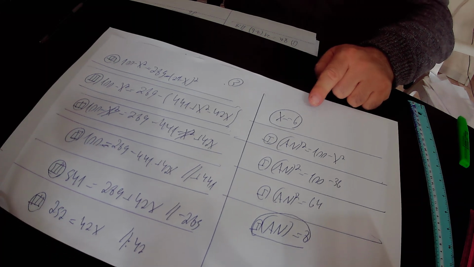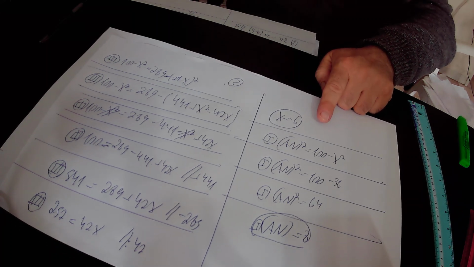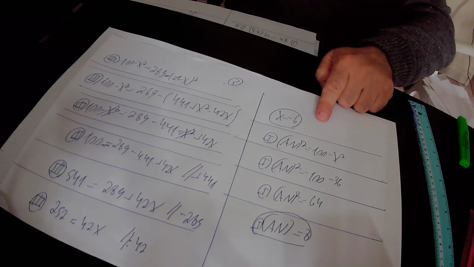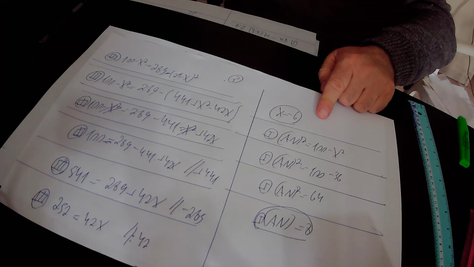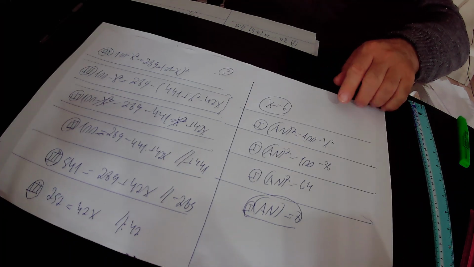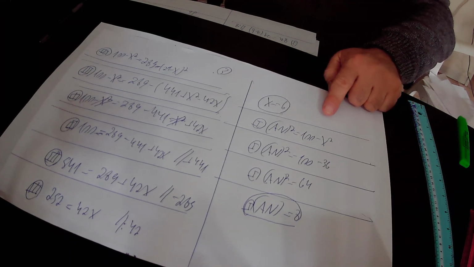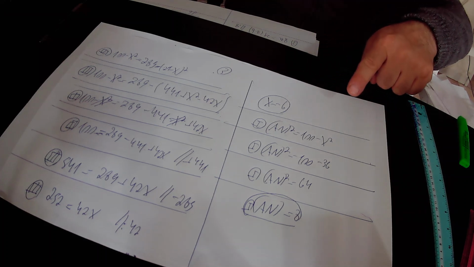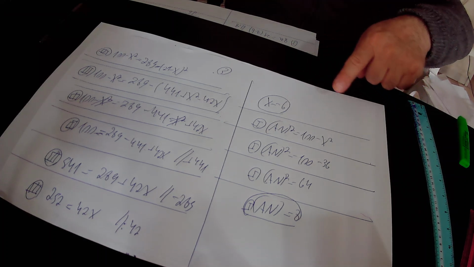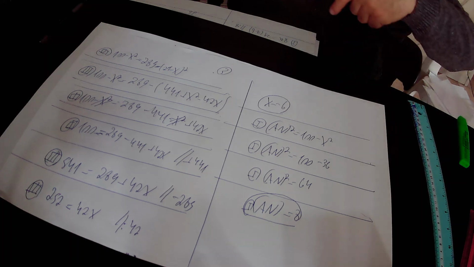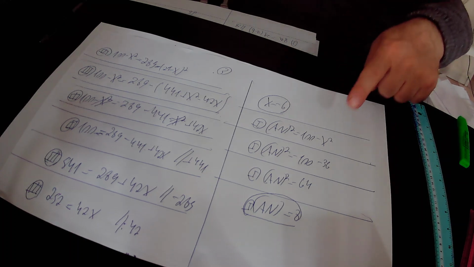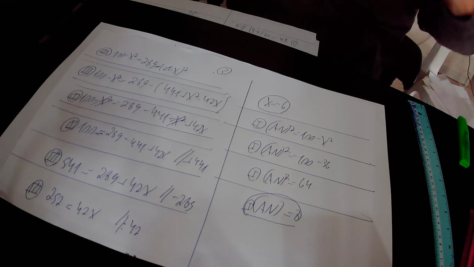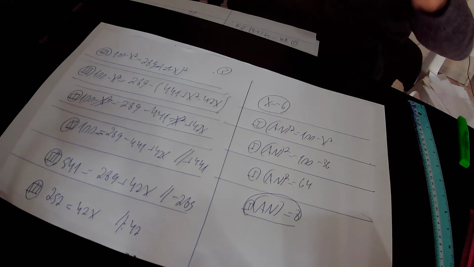In the next step we return to equation 1. According to equation 1, AN squared equals 100 minus x squared. x is 6, therefore x squared is 6 squared, that is 36. So in total, AN squared equals 100 minus 36. 100 minus 36 is 64. So according to equation 1, we found out that AN squared equals 64.